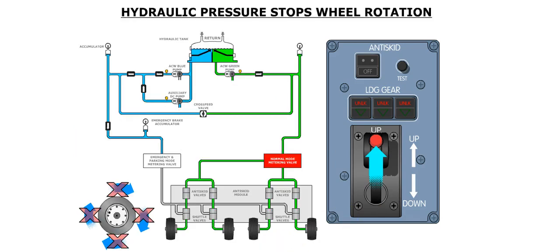When the landing gear control lever is placed in the up position, hydraulic pressure is also applied to the main gear brakes to stop wheel rotation.